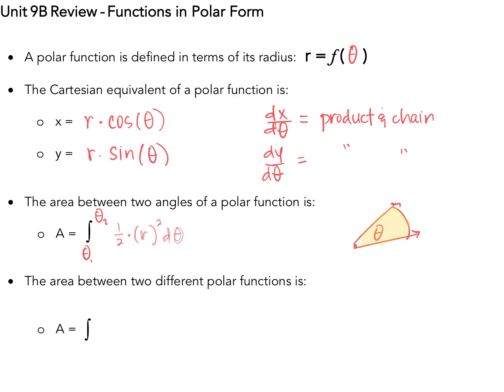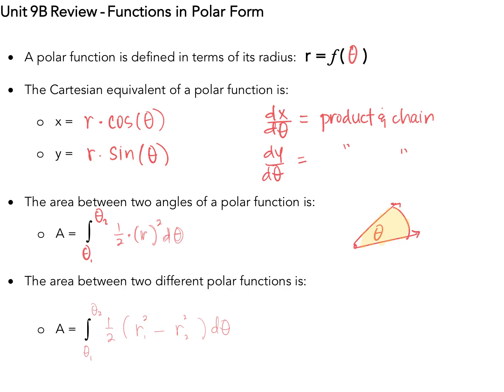Now, I think you were thinking about two different polar functions. So if you have an outer polar function and you have an inner polar function, I think that's what you're thinking of. And so if we have that from theta 1 to theta 2, that would be 1/2, and then you'd have an r squared sub 1 minus an r squared sub 2, and that's d theta as well. So that'll be the outer radius minus the inner radius. But it's the same angles that are shared.